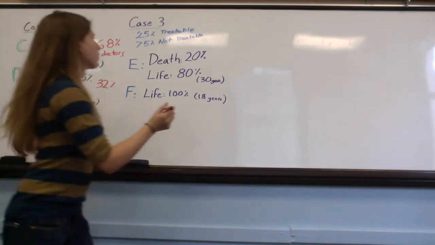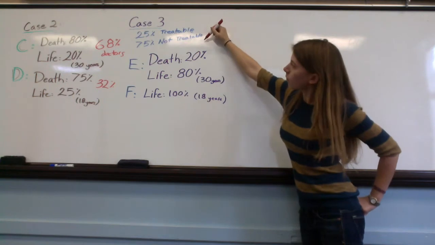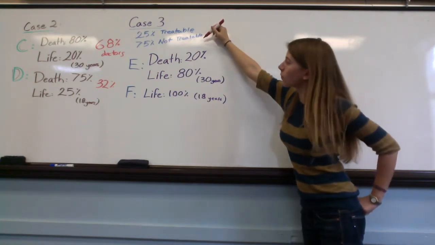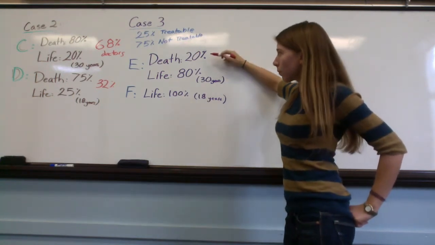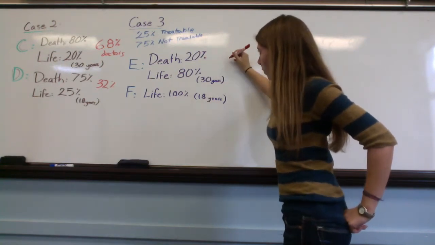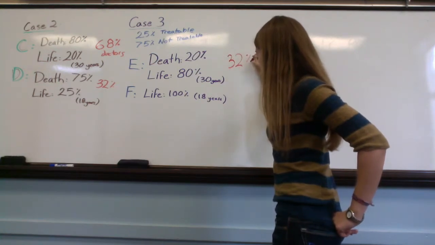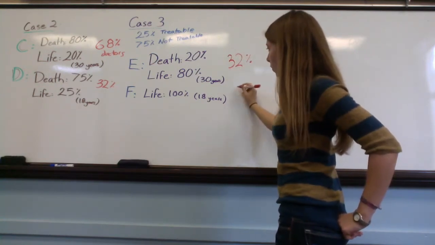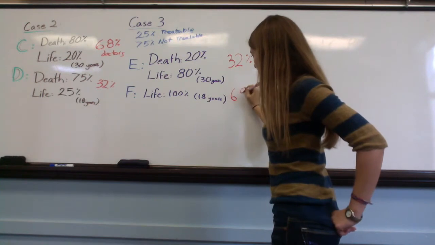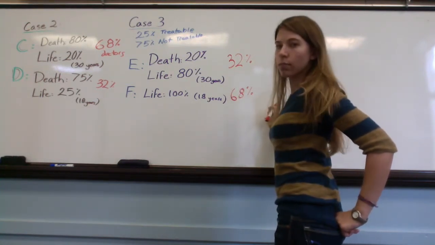In case 3, the scenario was altered a bit so that there was a 25% chance that the tumor was treatable and a 75% chance that the tumor was inoperable. If the tumor is inoperable, then death is certain. Having read that, 32% of the physicians chose treatment E, which gave a 20% chance of imminent death with an 80% chance of a normal life for 30 years, and 68% selected treatment F that offered the certainty of a normal life with an expected longevity of 18 years.